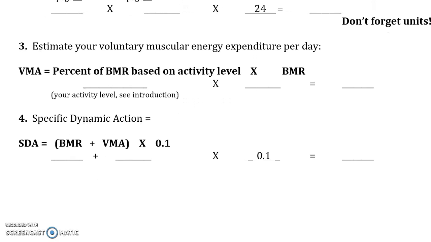Then we need to add to that the voluntary muscular energy expenditure per day. So that will be however much exercise you do. And then the specific dynamic actions, the third component of your calorie need calculation, and I will explain that to you in the next video.